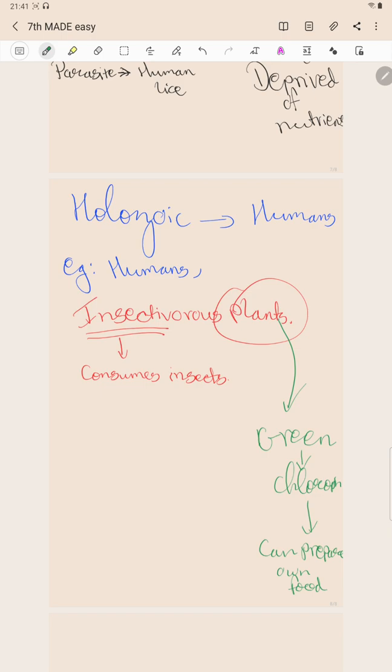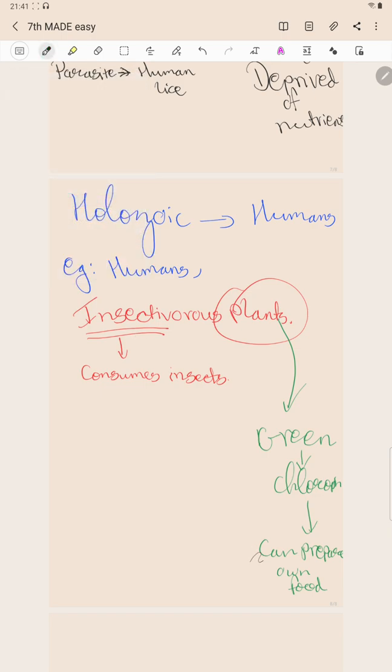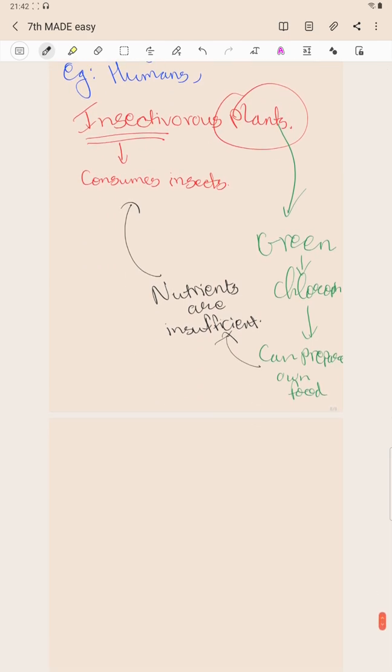But they cannot prepare all their food. They do not obtain all the nutrients. Nutrients are insufficient. Nutrients are not enough. So they consume insects. Get it? Insects have the extra nutrients which are required by these insectivorous plants.